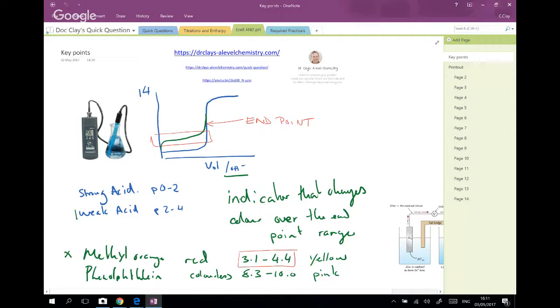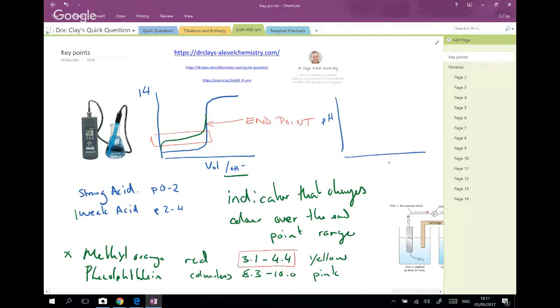Now, if we are going to be doing an addition of a strong base to a strong acid, or a weak acid to a strong base, then we're going to see the exact opposite sort of graph.